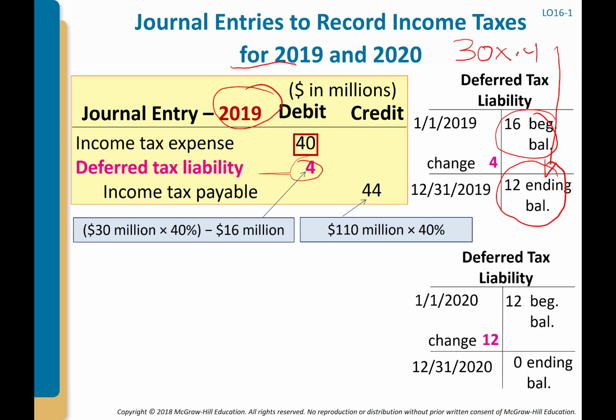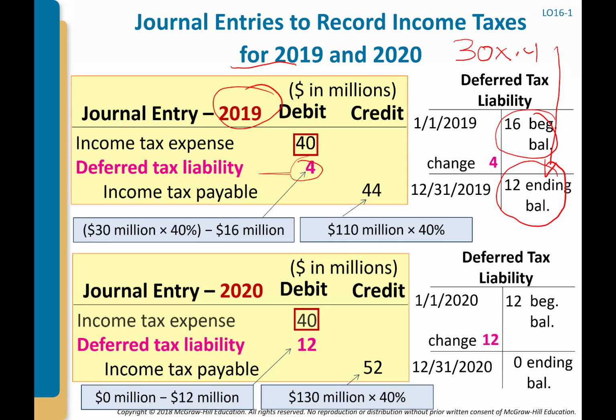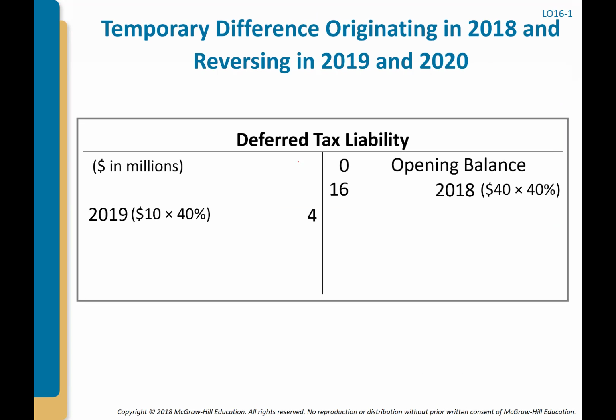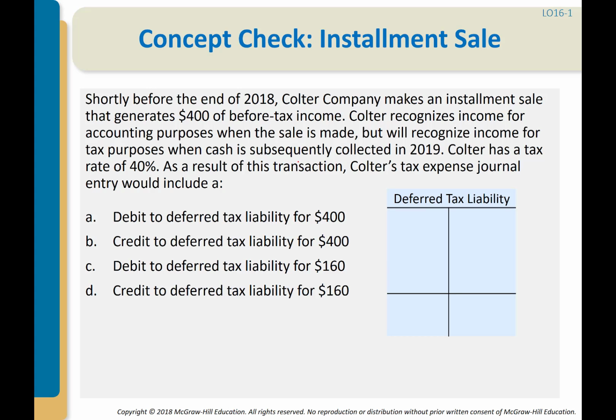Okay, good. Now you come over, and I don't care about this slide. Let's look at this question though. Okay, see what we have here. Shortly before the end of 2018, Coulter Company makes an installment sale that generates $400 of before tax income. Coulter recognizes income for accounting purposes when the sale is made, but will recognize income for tax purposes when the cash is subsequently collected in 2019.